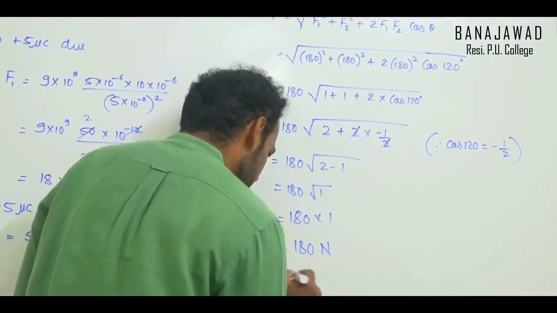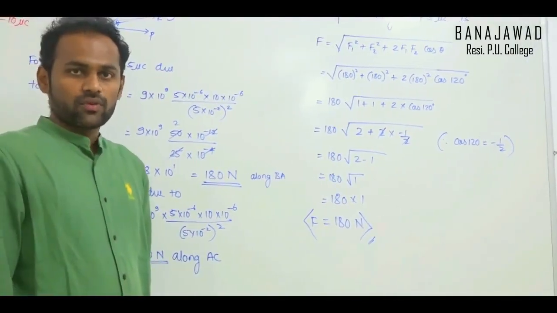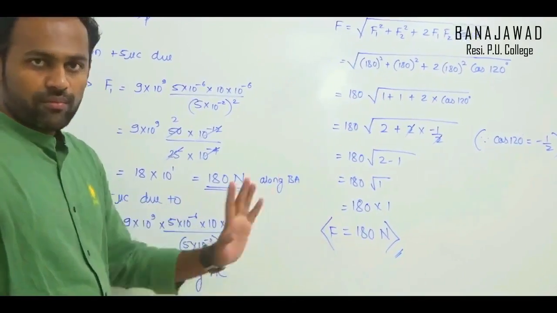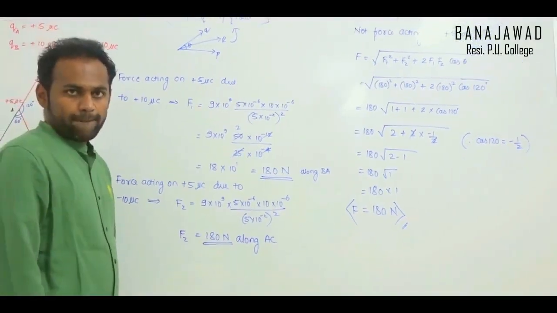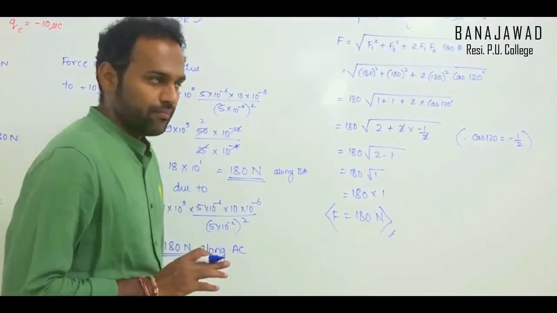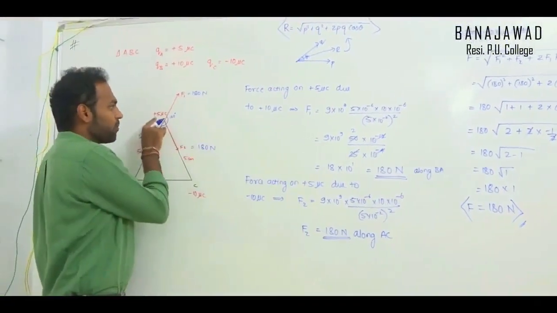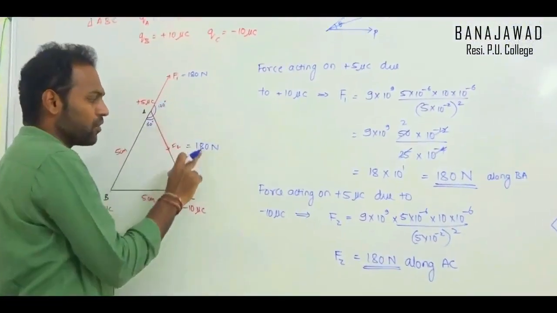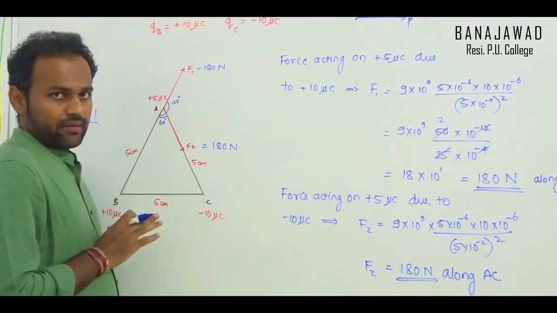This is the resultant force acting on the charge plus 5 microcoulomb. In which direction will this resultant force of 180 Newton be acting? The two individual forces acting on plus 5 microcoulomb are 180 Newton and 180 Newton, and the angle between these two is 120 degrees.